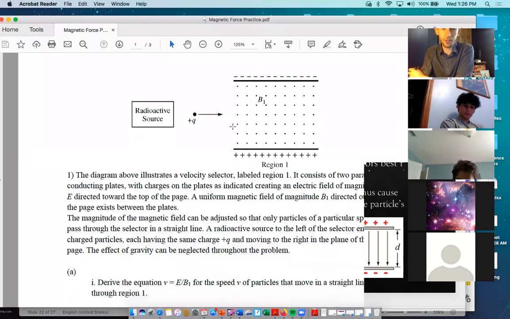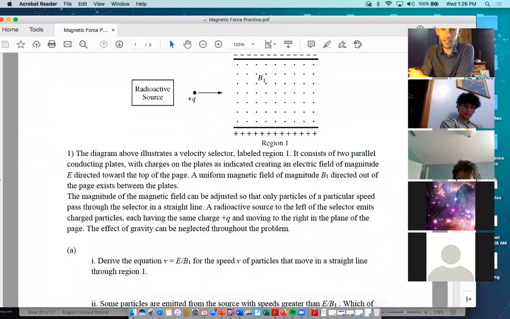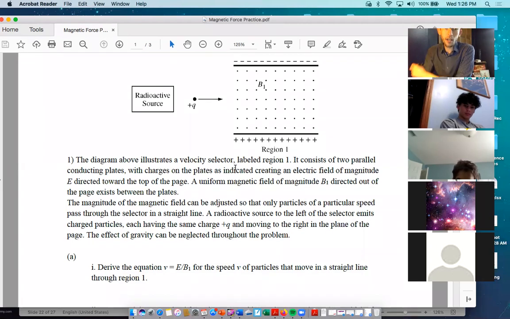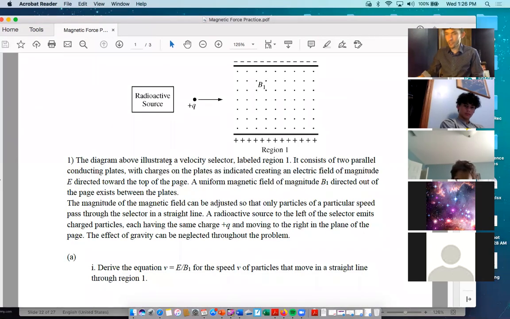Okay, let's do some practice problems. So hopefully you guys looked at some of these. If not, that's okay. So this is question 1, and I had 2 questions. So let's just go over the 2 questions as quickly as we can, and then we'll be done.